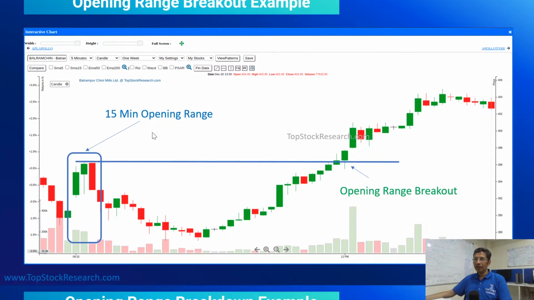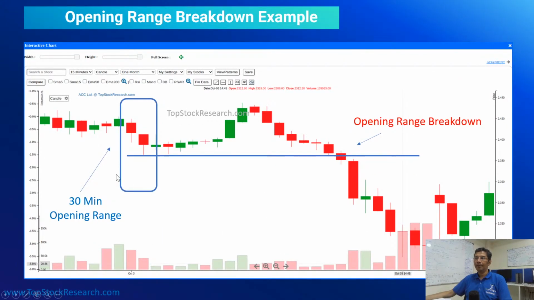You can look at a 15 minutes period, you can look at a 30 minutes period. This is an opening range breakdown. Once this range was broken down, it gave you a pretty good move. It did break out here, but didn't sustain. So a false breakout is a quick example of this.